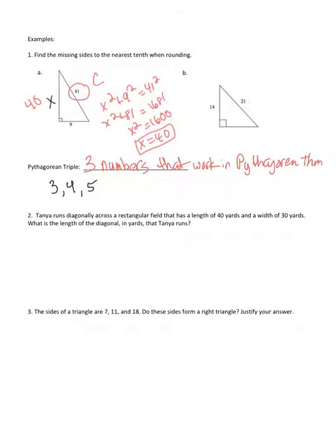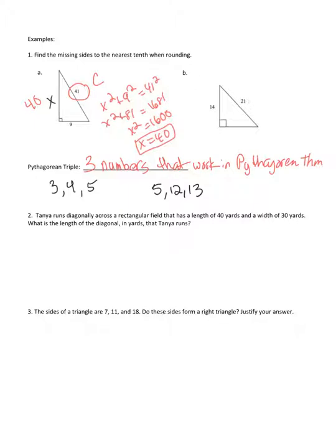Another one that you wouldn't think would work, but it does, is 5, 12, 13. Those numbers also work, so that's another Pythagorean triple. And then as we've seen up here, the 40, 9, and 41 is another Pythagorean triple. But it's not always the case that that's going to work.